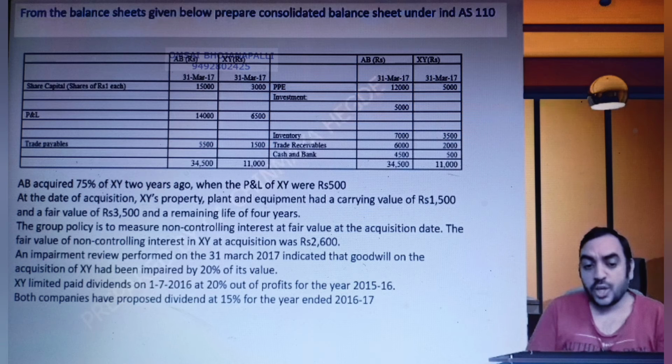Okay, next. Second dividend, that will be only related to holding NCI share. To the extent of holding company share, no adjustment will be there. To NCI account debit to bank.